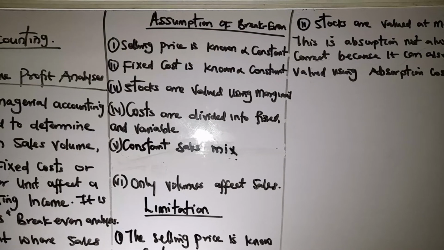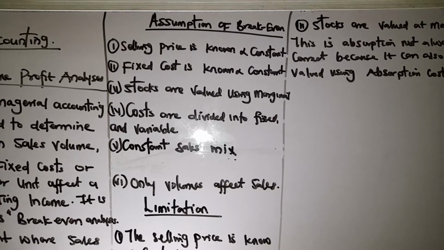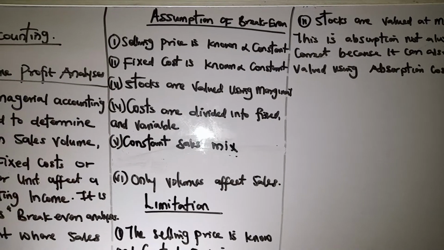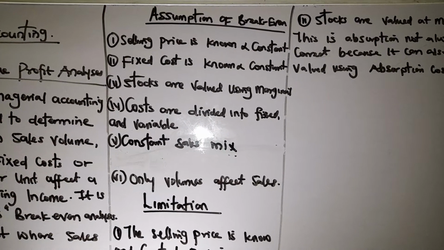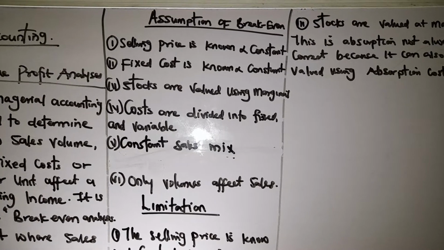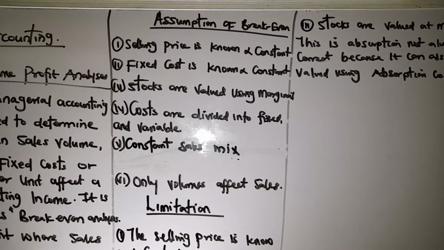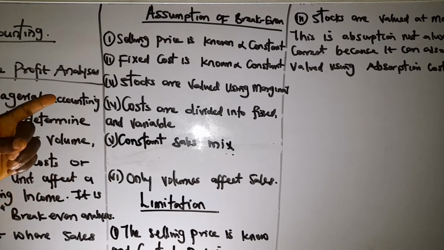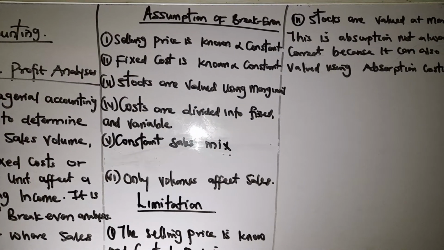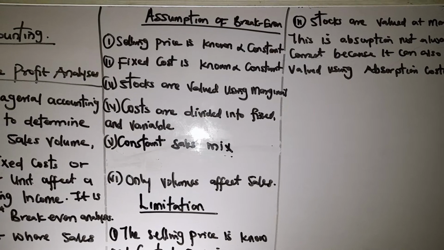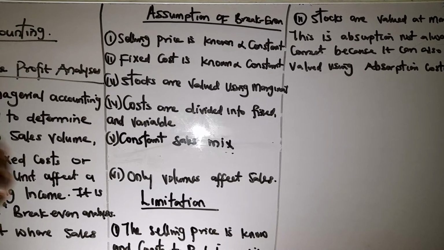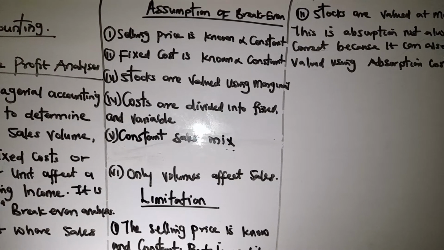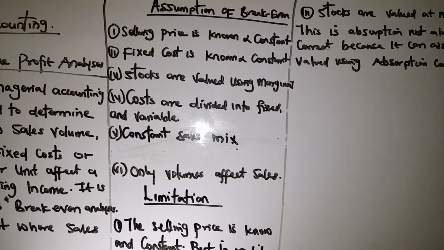Then the next is telling us constant sales mix. Here it is making us know that when a business has more than one product, you can use what? The sales mix, but it's telling us here that it is constant. Then the next one says what? Only volume affects sales. By the time we look at the limitations, we are going to see whether some of these assumptions are correct. So now let's look at the limitations.